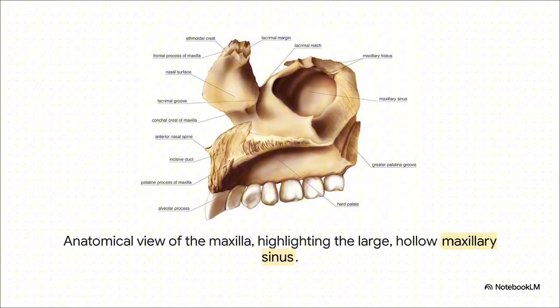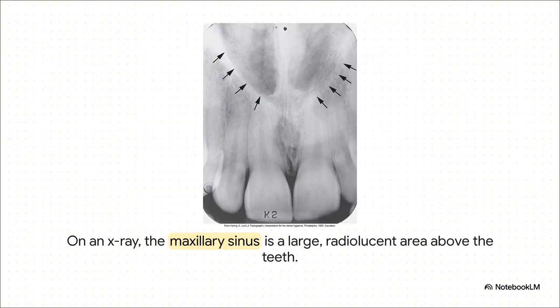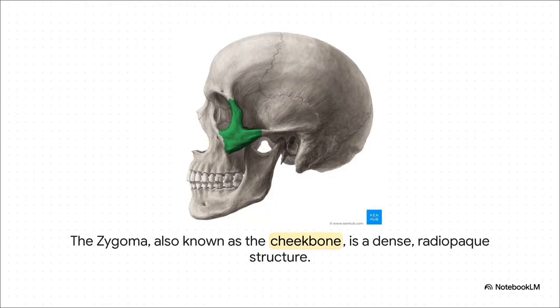Now let's move on to a much, much larger feature. This illustration here shows the maxillary sinus. This is a hollow space inside your cheekbones. And fun fact, it's actually the largest sinus in your entire skull. So now let's find it on the X-ray. See that big, dark, radiolucent area just above the roots of the upper teeth? That's it. That's the maxillary sinus. Because it's a cavity that's filled with air, it's not dense at all, which makes it a perfect example of a radiolucent structure.